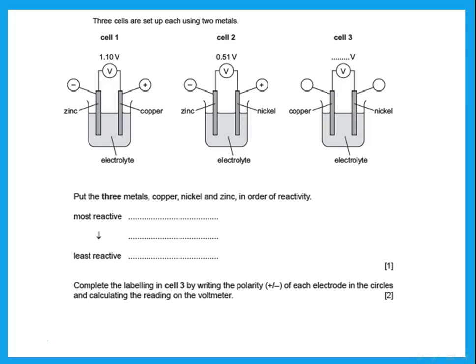Of course, if you have a bigger difference in reactivity, then you have a higher voltage. So when we put zinc and copper, it gave 1.1 volts. But between zinc and nickel, it is 0.51. That means the difference in reactivity between the zinc and nickel is smaller than that of copper. So zinc is much more reactive than nickel, and nickel is more reactive than copper. So the arrangement would be zinc, nickel, copper.